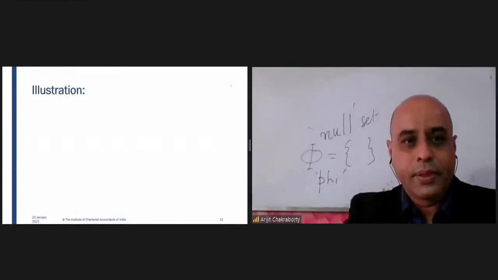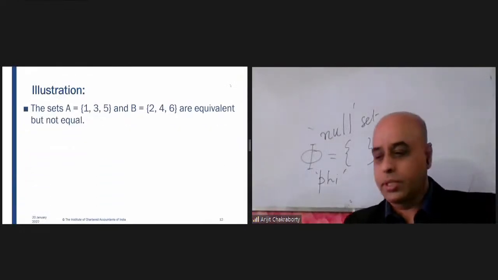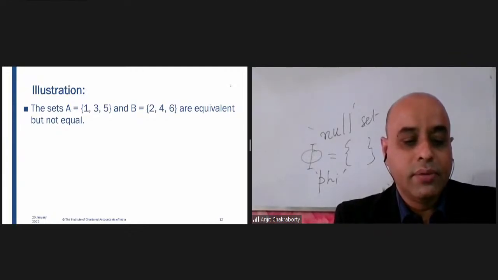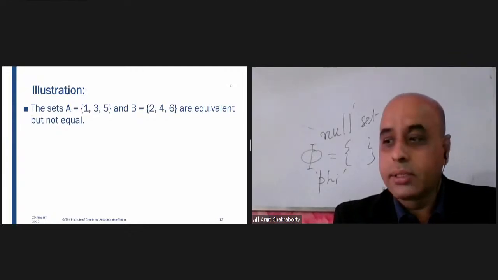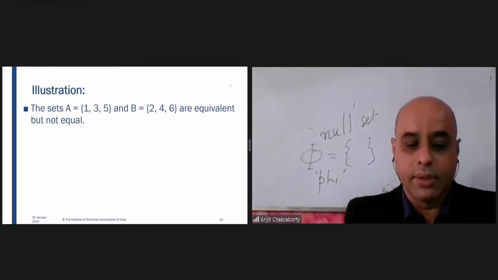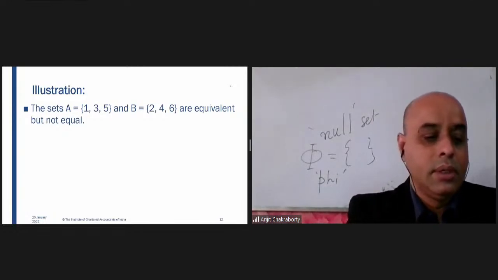Right. Now we proceed to some examples. 1, 3, 5, 2, 4, 6. Are they equal sets? No. Are they equivalent sets? Yes, absolutely. Very good, Bhumika. You have given the right answer. A and B in the last example are equivalent sets because they have the same number of elements. Absolutely. Good.